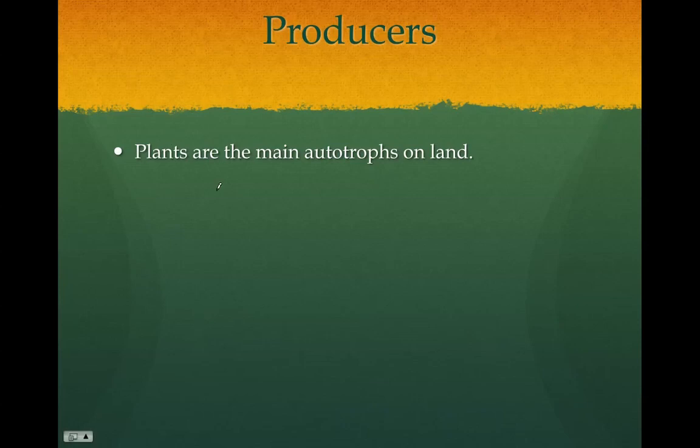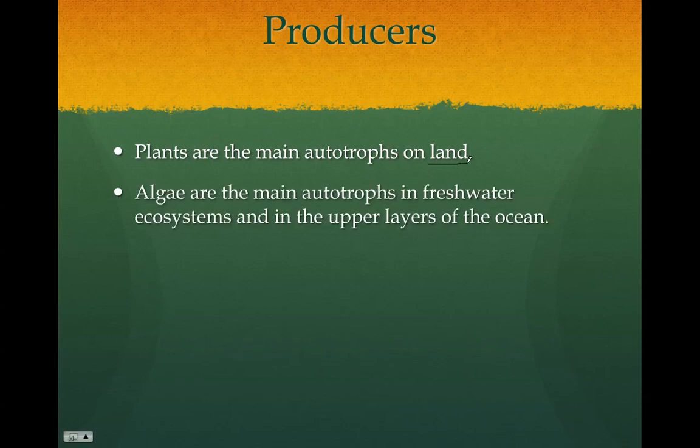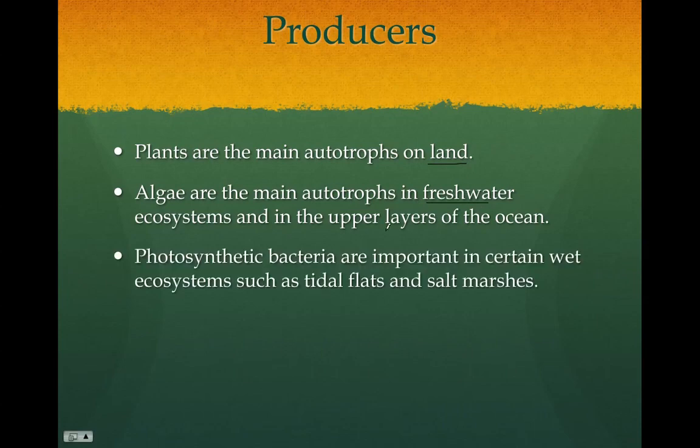And so plants are the main autotrophs on land, although they're also in the sea. Algae are the main autotrophs in freshwater ecosystems and in the upper layers of the ocean. And then there's photosynthetic bacteria, and they're in what we call tidal flats and salt marshes and other types of wet environments.